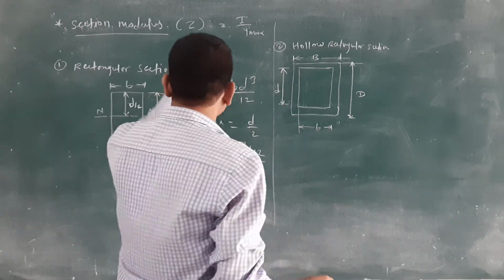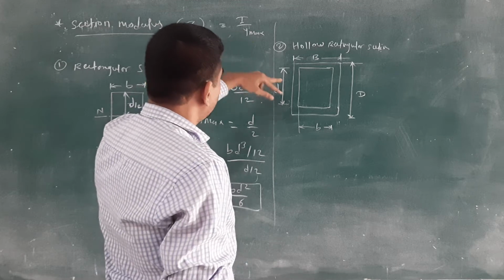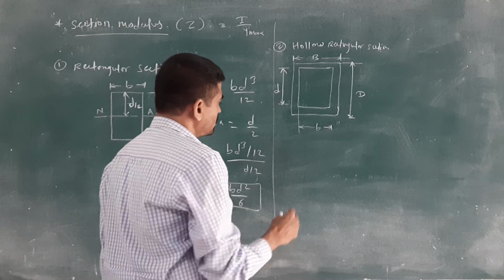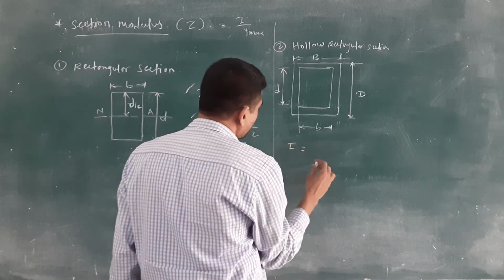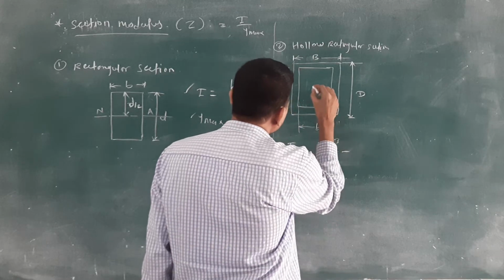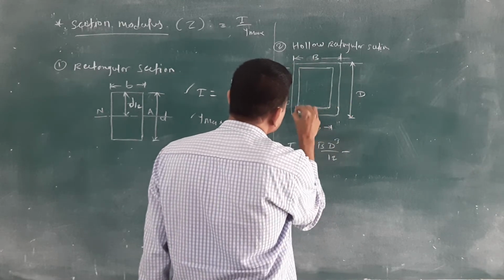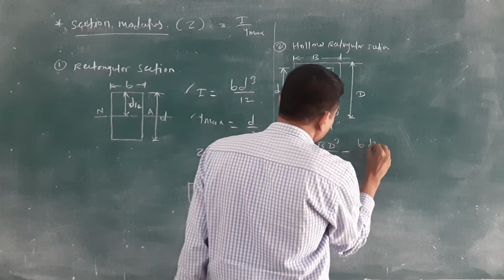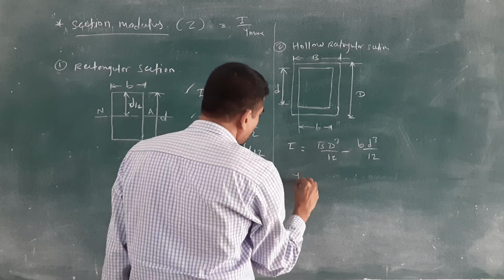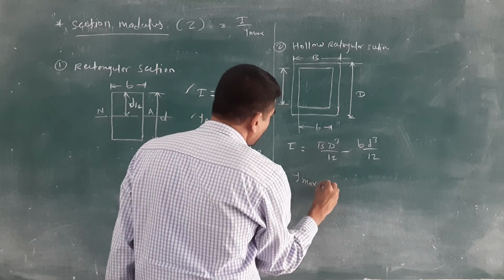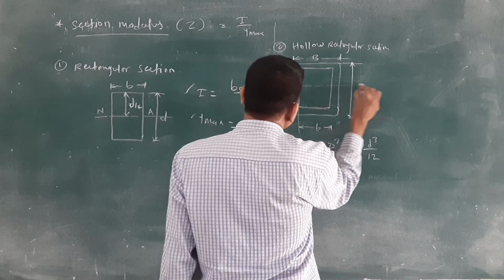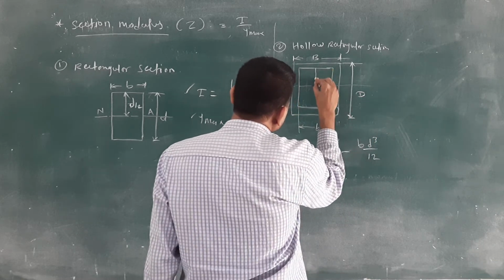Then how to calculate the section modulus? What is the I value for the hollow rectangular section? Anybody? I is equal to what? B D cube divided by 12, minus the inside hollow one, small b d cube divided by 12. And what is the Y max value? You have to check the outermost distance from the neutral axis. Don't consider the inside one.